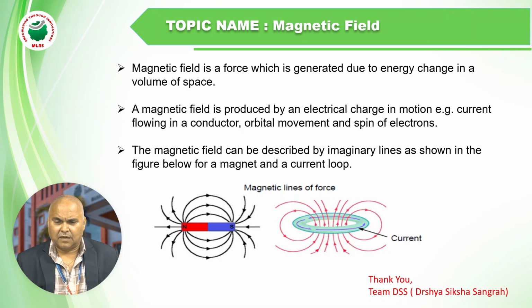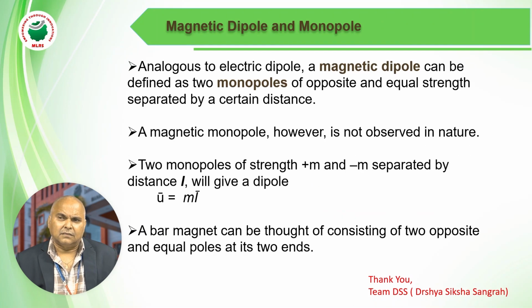At the south pole, the flux will be inside the magnet, and at the north pole it will be outside. That means the magnetic field lines will enter into south and go out from north. In this way, the magnetic lines of force will look like these curves. You can see here.